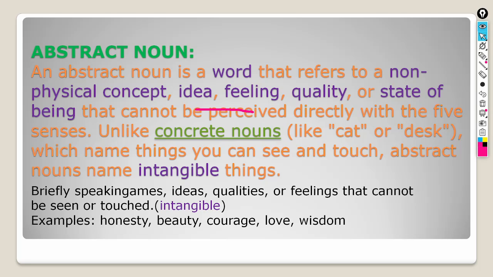Examples are honesty. When you say honesty is the best policy, this word honesty here is the abstract noun. Beauty. When you say beauty lies in the eyes of the beholder, the word beauty is a noun. It cannot be seen, it can only be felt. Therefore, it is an abstract noun. Courage, love, wisdom, all these are abstract nouns.